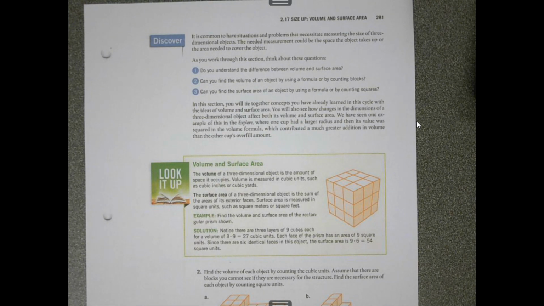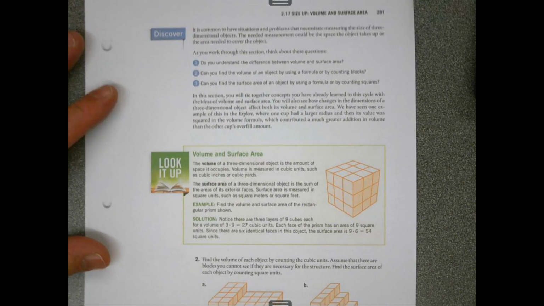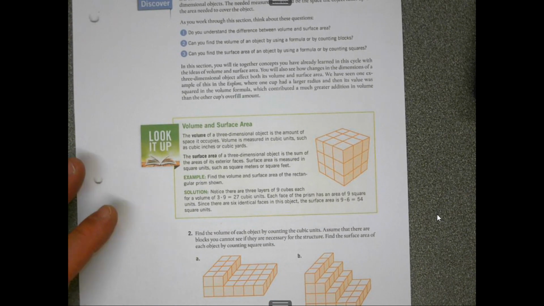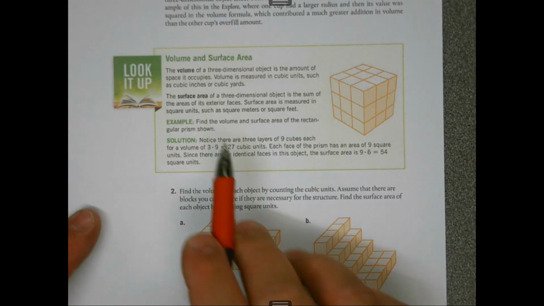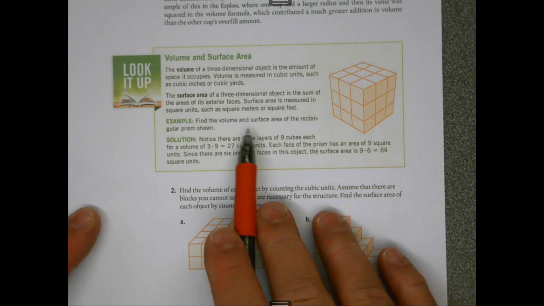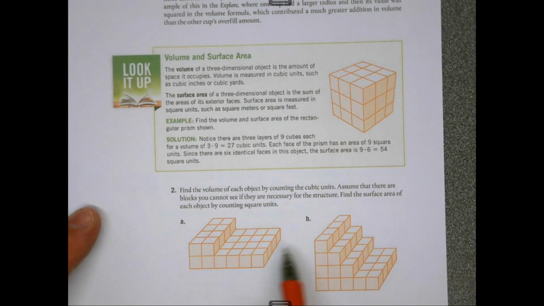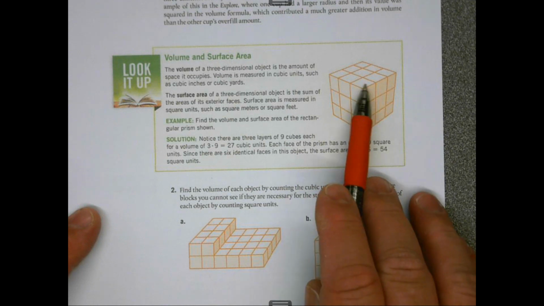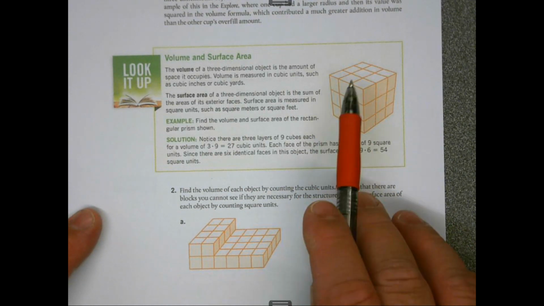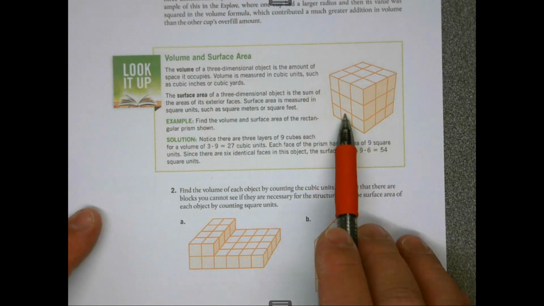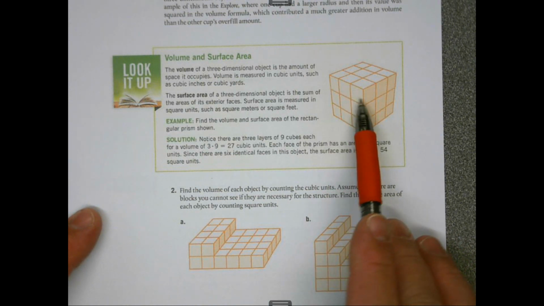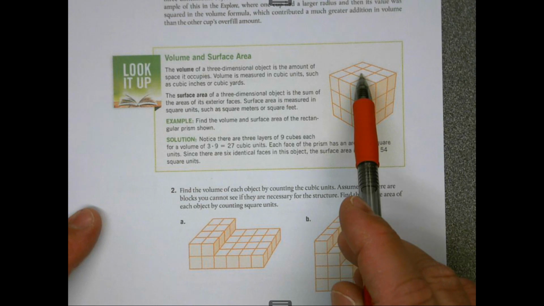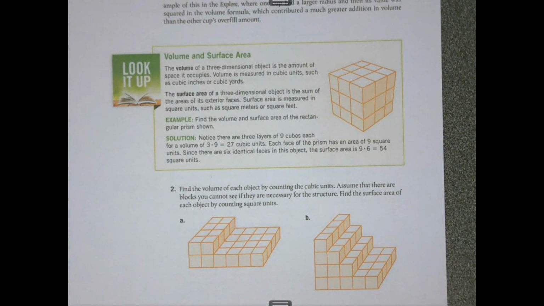So the way that this book does it is it looks at the surface area of three-dimensional objects, and they break it down to, let's say, blocks, and then they figure the surface area for, in this case, one column or the face of this, and then how many of these columns we have, and that's how they figure out the volume of those. So let's look at number 2.